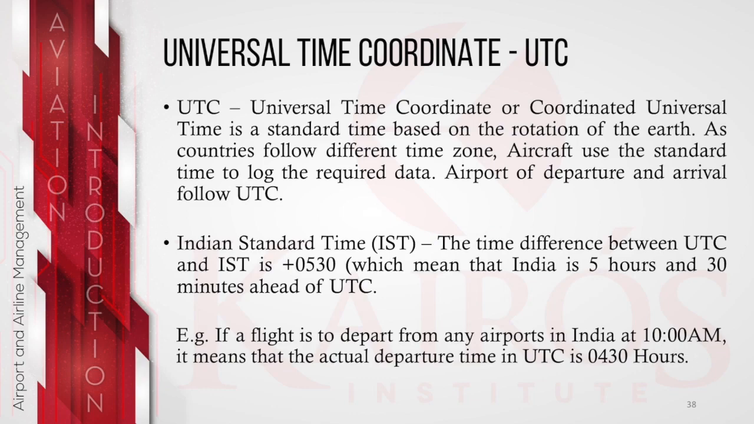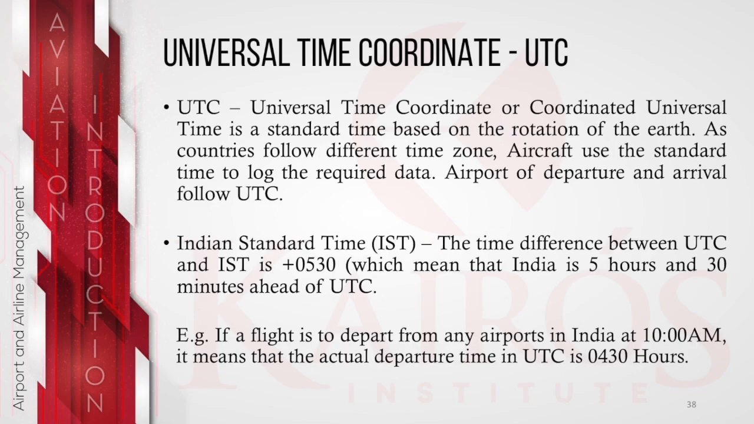Universal Time Coordinate, UTC. Universal Time Coordinate or Coordinated Universal Time is a standard time based on the rotation of the Earth. As countries follow different time zones, aircraft use the standard time to log the required data. Airports of departure and arrival follow UTC.